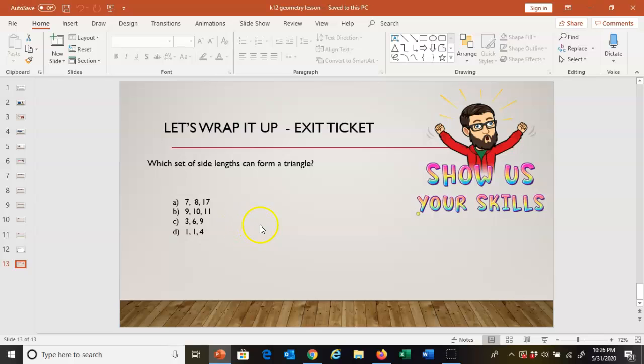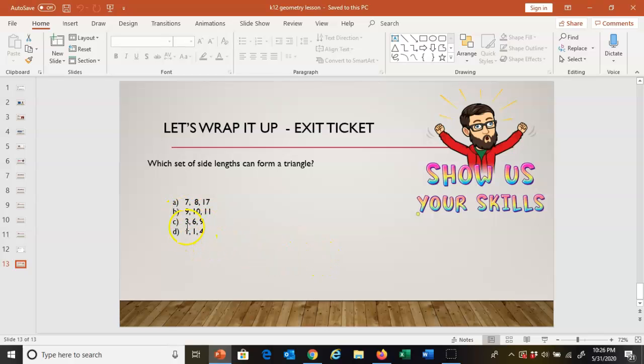So now that you've done that, 7 plus 8, that's 15. That's not bigger than 17. A is out. 9 plus 10 is 19. That's bigger than 11. We're good. 10 plus 11, 21 is bigger than 9. And 9 plus 11 is 20. That's bigger than 10. So B is the one that looks like it works. That's the correct answer. The others should be wrong.